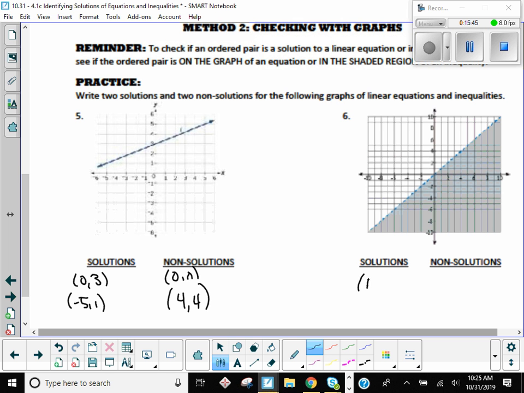One, negative two? Oh, let's look at 0, 0. That's an excellent point. Why is that not a solution? It's on the line, and the line is? Oh, I thought you did. And the line is dashed. Negative 5, 3, is that a solution or a non-solution? All right, give me one more solution.